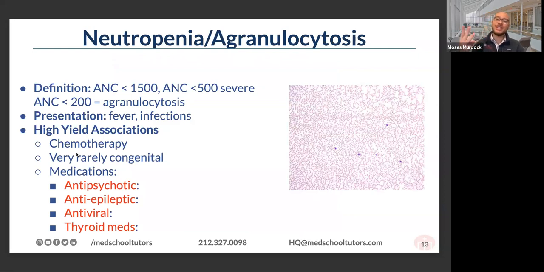And there's sort of 3 tiers to neutropenia. Mild is between 1,500 and 1,000. Moderate is between 1,000 and 500. Severe is less than 500. And agranulocytosis is less than 200.